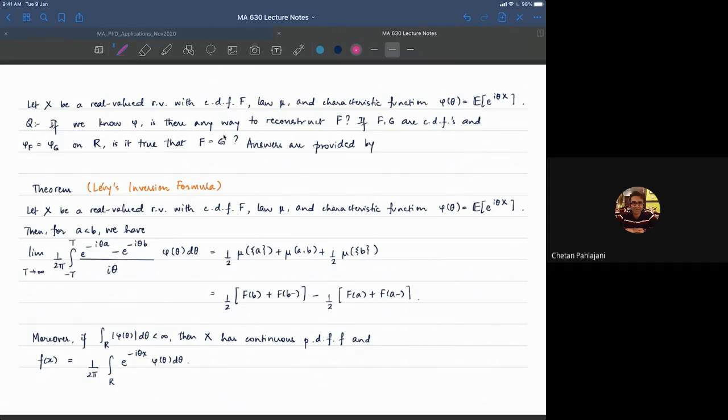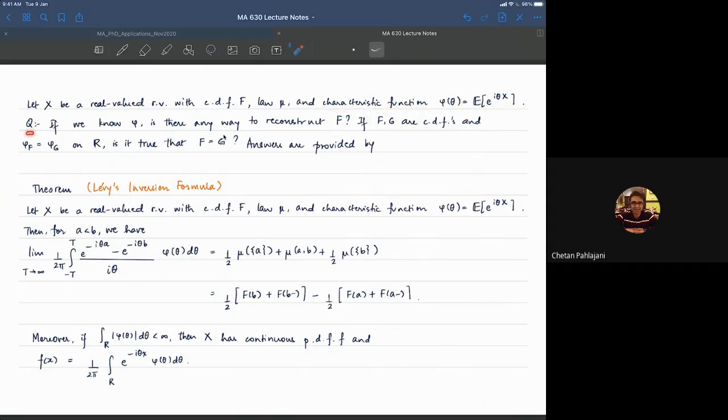So here are the questions we're asking and the answers we have. Let x be a real valued random variable with CDF, capital F, law mu, and characteristic function phi theta equal to expectation e to the I theta x. Now remember, as soon as I give you capital F, you know the law mu. Equivalently, if I give you the law mu, you know what the CDF is. Now we've said every random variable has a characteristic function.